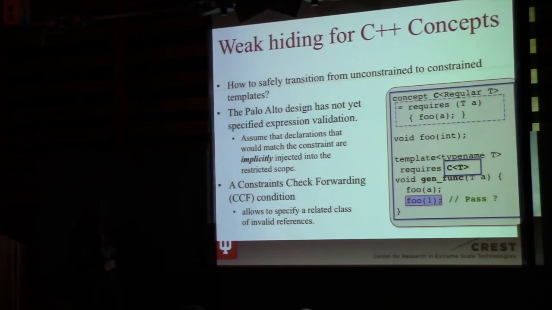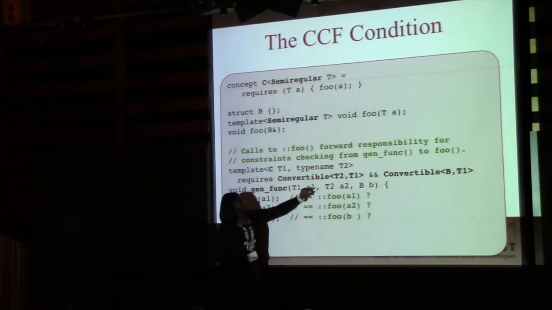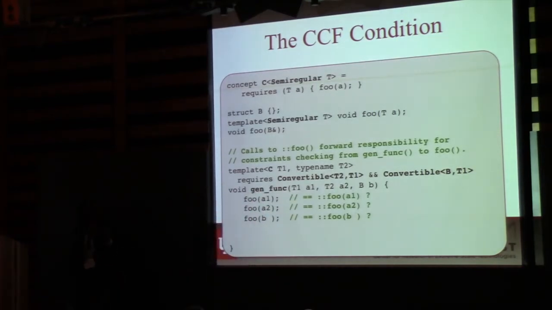So the condition I was talking about for unioning is this, the constraint check forwarding condition. And to motivate this well, I want to look at another pseudo-generic example. Here I have my function constrained by some concept C, which again brings in the foo acting on T. But I also have these convertibility options. I'm saying that things of type T2 should be convertible to T1, and B should also be convertible to T1. So if you just look at these constraints here, you see that all these foos should refer to the same foo, right? Are you convinced that all these foos should refer to the same foo?